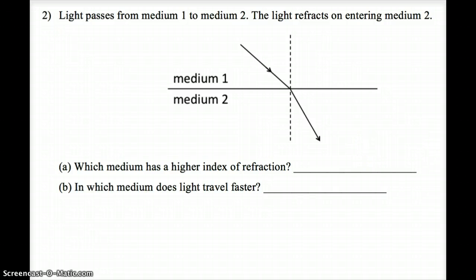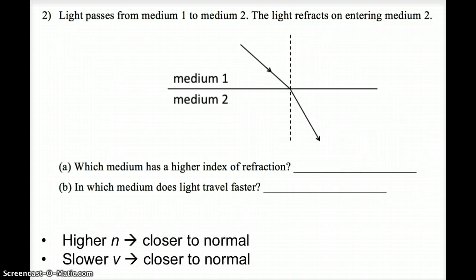The way we solve is by first remembering our rule. Next, we have to figure out which of these two rays is closer to the normal. We mark the angles. This angle is smaller, so that ray is closer. If that ray is closer, then that means medium 2, which is closer, has a higher value of n, but it also has a slower speed. Therefore, medium 1 is where light moves faster.